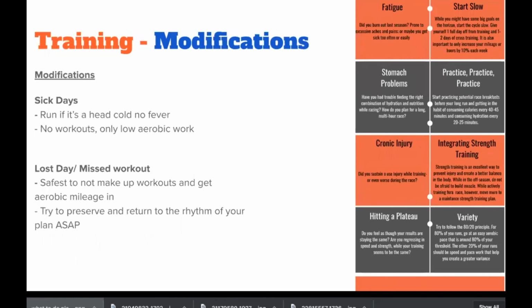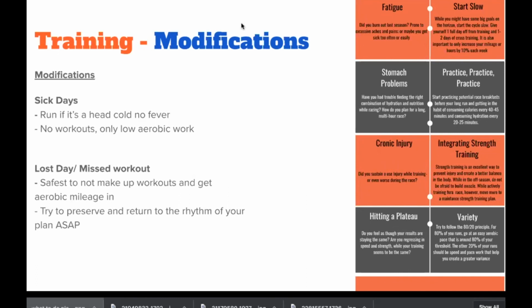Last bit here is actually some training modifications for people to consider and to look at. Sick days, lost days, missed workouts. It might be a little hard to see on the right-hand side there. But one thing to really look at here is going to be some fatigue, stomach problems, chronic injury. If you hit a plateau, what are some of these modifications? How do we change that? And I'm actually going to toss that over to you for a little bit here, Lexi. So that chart is more what goes wrong in your last race, not so much modifications.